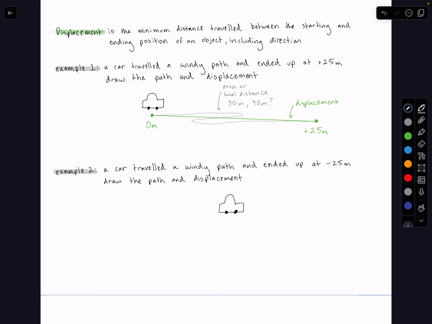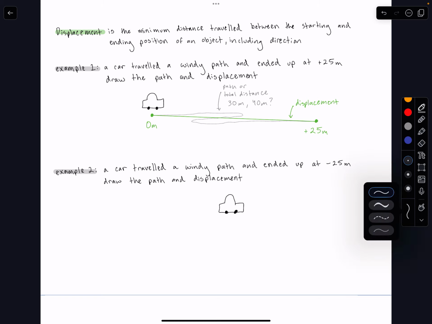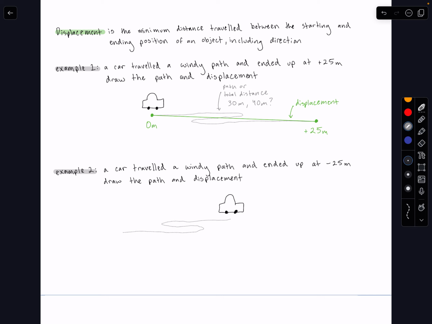And the car, again, I'll use a dotted line to illustrate the path of the car. The car is here, and it ends up at negative 25 meters. So we know it ends up to the left, 25 meters to the left. So maybe it goes to the left, and it decides to go backwards, and then it keeps going forward, and it keeps going. Like I mentioned before, let me make this a line. This right here is the path, or total distance.